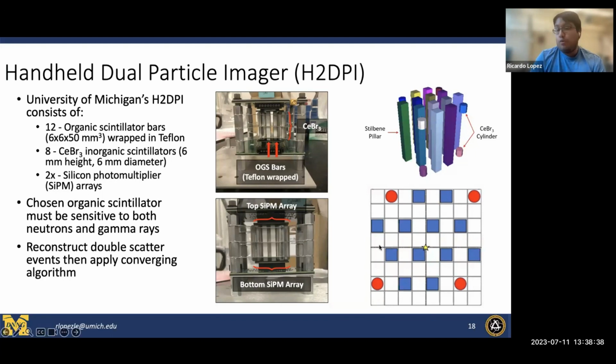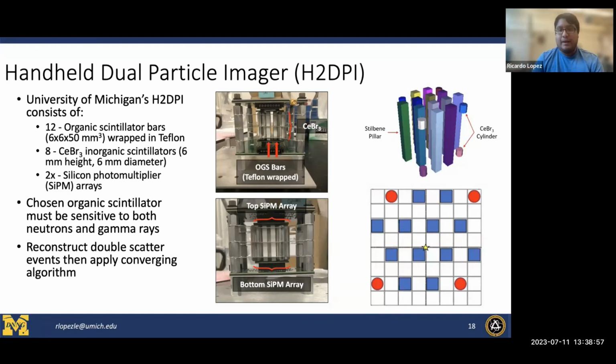What I'm showing you here on the bottom right is a top-down view of the actual layout, where these blue squares correspond to pixels that have a bar placed on them, while the red circles correspond to where we place the cerium bromide cylinders.